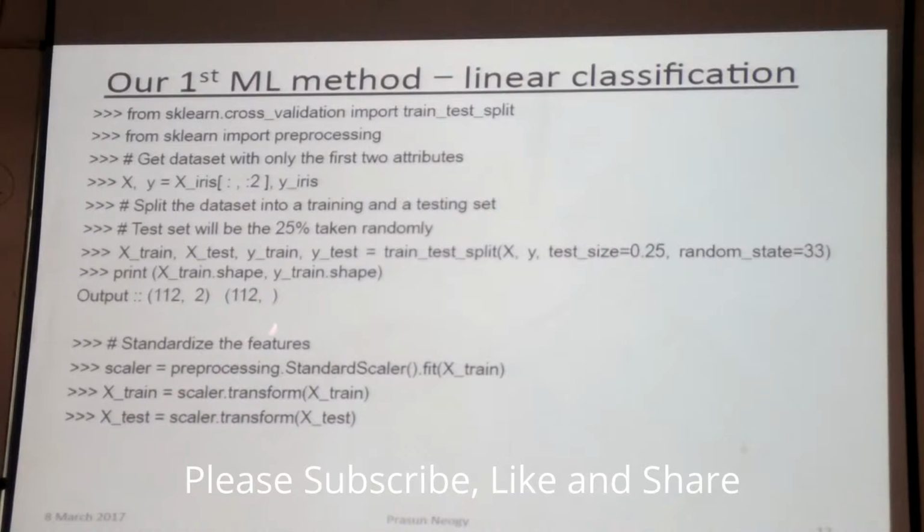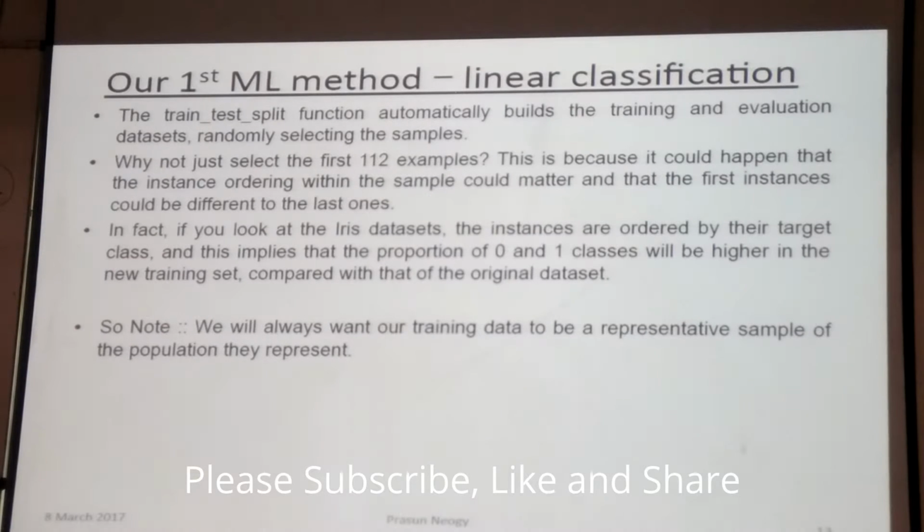Only done for X, not done for Y, because Y data does not need that. Y data is only 0, 1 and 2, nothing else. This automatically builds the training and evaluation. Why not just take the first data? This is because of what I explained. We always want our training data to be a representative sample of the population they represent, not any first data. Randomly it has to be.